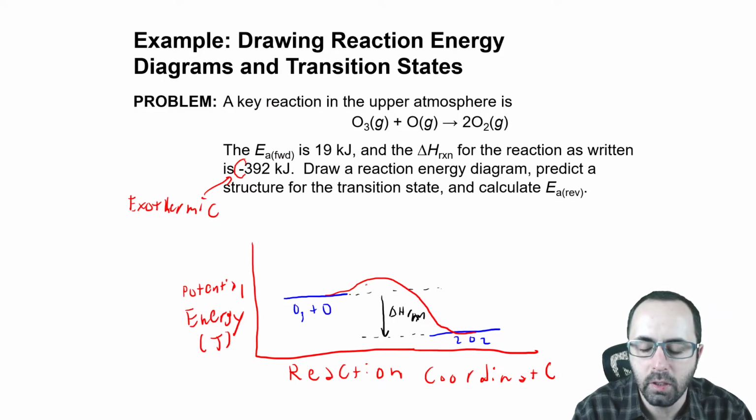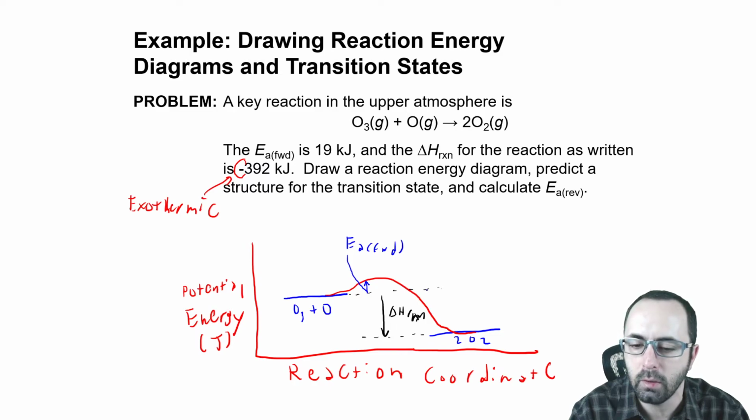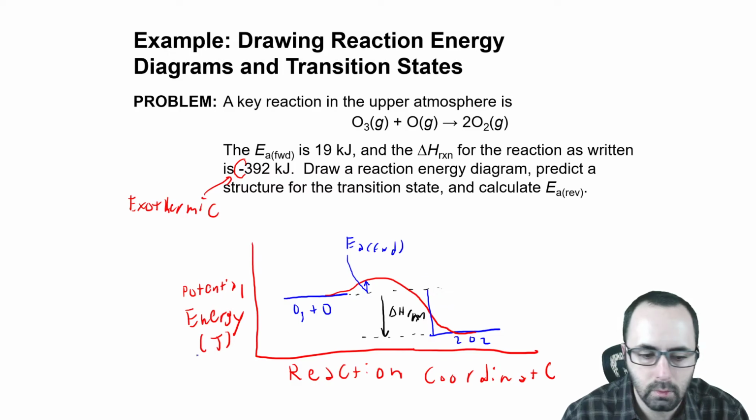So our activation energy for the forward direction is going to be this value right here. And so I'm going to do my label out here. This is the activation energy in the forward direction. And because this is exothermic, the activation energy in the forward direction is smaller than the activation energy in the reverse direction. And this right here, whoops. Let me erase that. I did not draw that correctly.